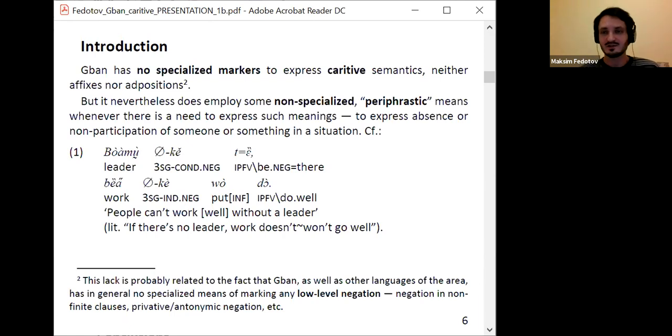In any language, there sometimes is a need to express such a thing as absence or non-participation of someone or something in a situation. And Gban does express things like that too. To give just one illustration, here is a translation of "people can't work without a leader," which was rendered in Gban literally as: if there's no leader, work doesn't go well.